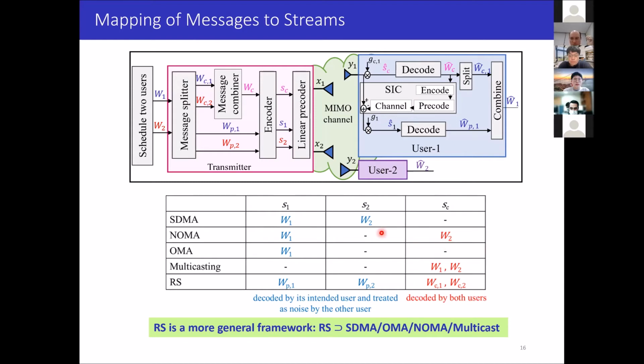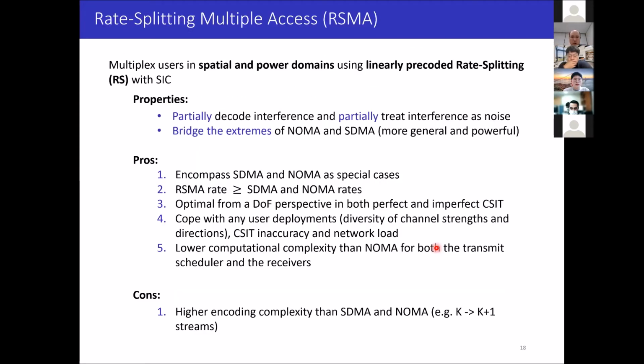So by adjusting the content here and the power to each of those streams, you can really adjust how much interference is treated as noise and how much is decoded. And so that enables you to bridge the extremes of NOMA and SDMA, and consequently you have a rate of rate splitting that is always higher than SDMA and NOMA, because SDMA and NOMA are here a subset of rate splitting.